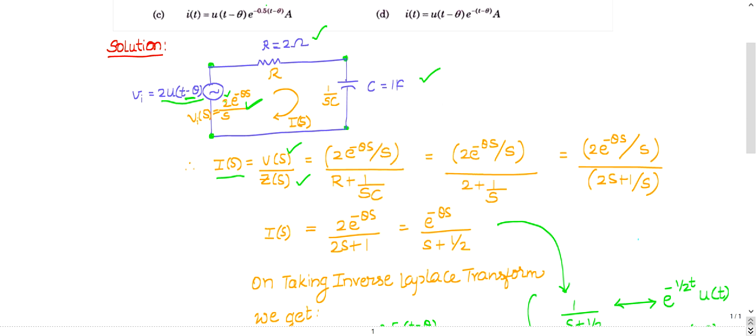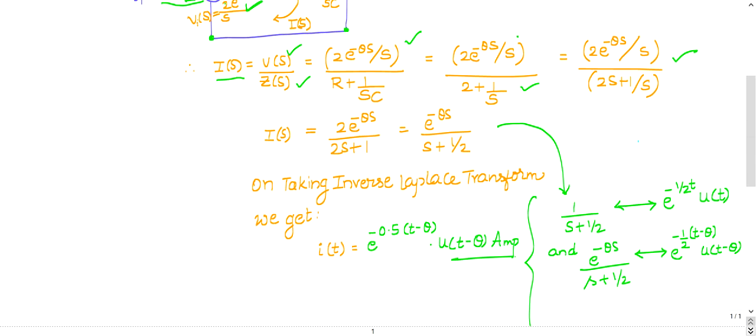Okay, now I of s is nothing but V of s by Z of s. V of s is already known: 2 into e power minus theta s by s, divided by R plus 1 by sC. The Laplace transform of a capacitor is 1 by sC, and the Laplace transform of a resistor is R itself. So let me substitute the R and C values. R is 2, C is 1. So I substituted, then I got this step. I think you understood up to this. Then finally I simplified, I got this.